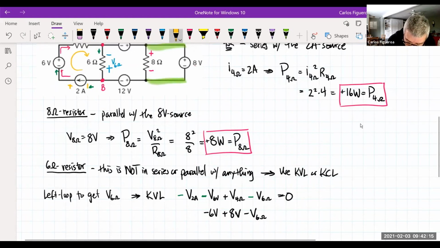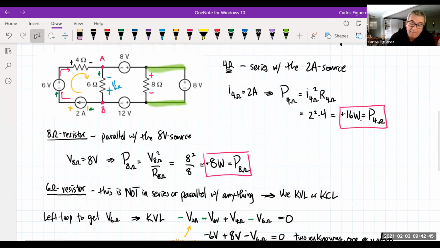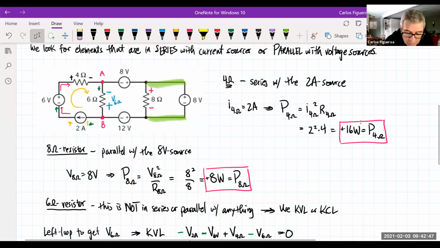So this tells us that this is an unknown. So what you're seeing here is that this gives me 2 unknowns, one equation, and according to this it is not solvable. So I don't do that. So then I'm going to do my other loop here. The other loop that I want to do is this loop here.